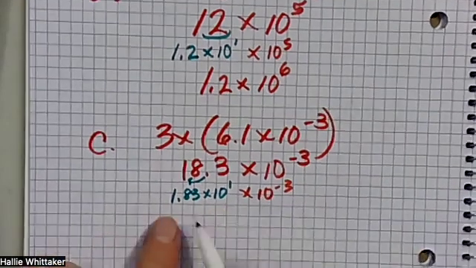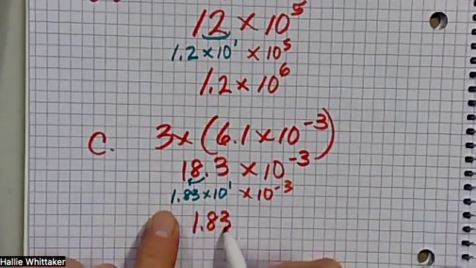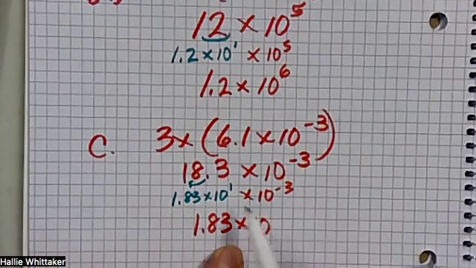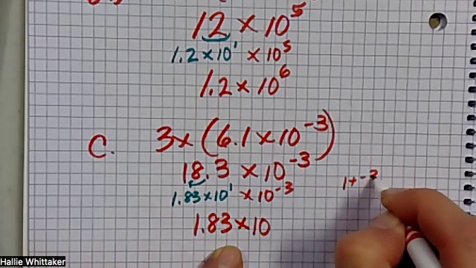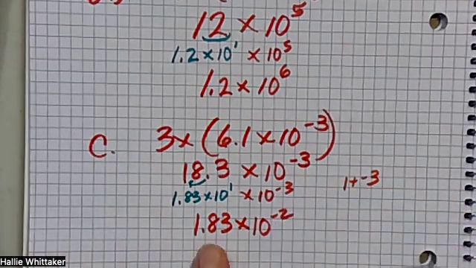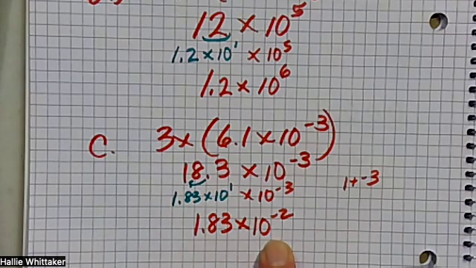So for the big finale, keep your 1.83 and add those exponents. 1 plus a negative 3, negative 2. So if you got 1.83 times 10 to the negative 2, pat yourselves on the back. You're doing great. And hang in there, y'all.